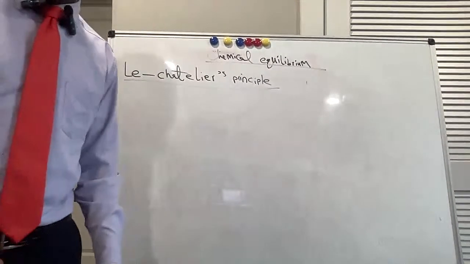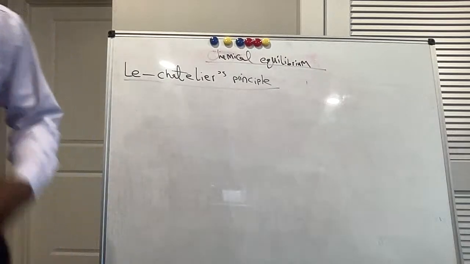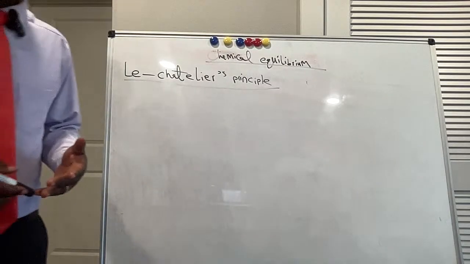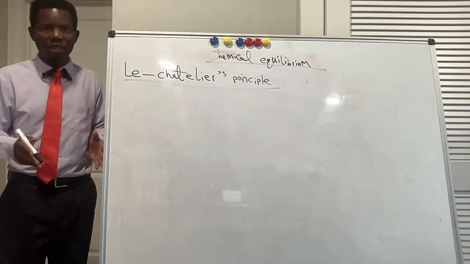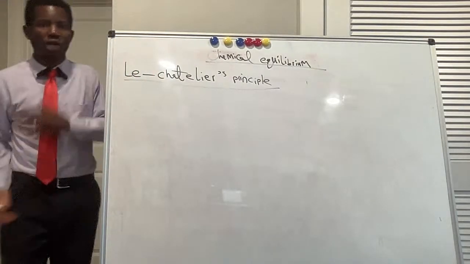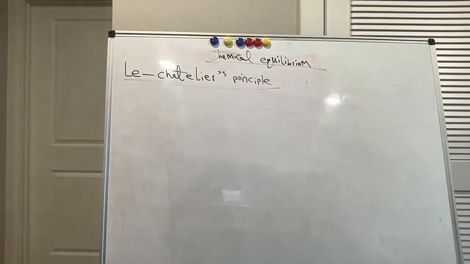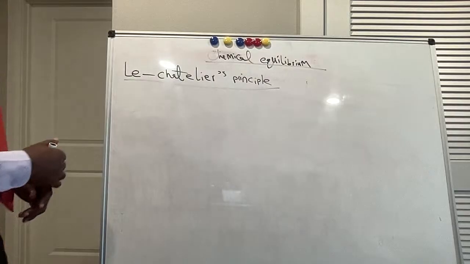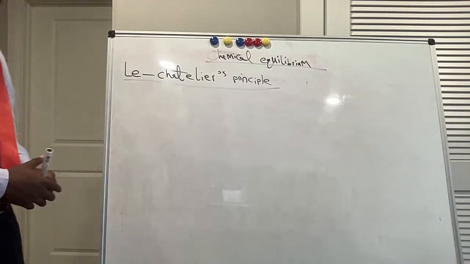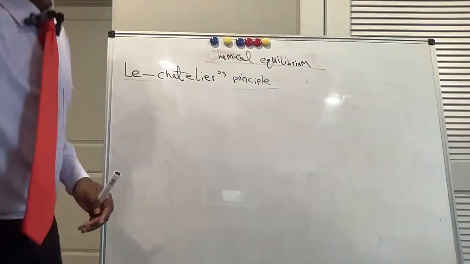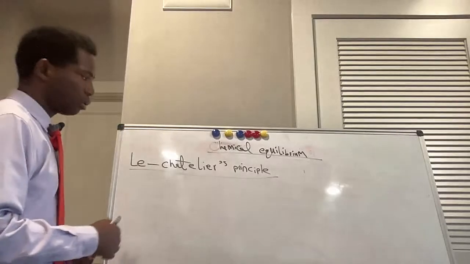When a system at equilibrium is disturbed, it shifts to oppose the change and restore the equilibrium. That is what Le Chatelier's principle is talking about. If a system is at equilibrium and there is a change in concentration or pressure, those are the external constraints.